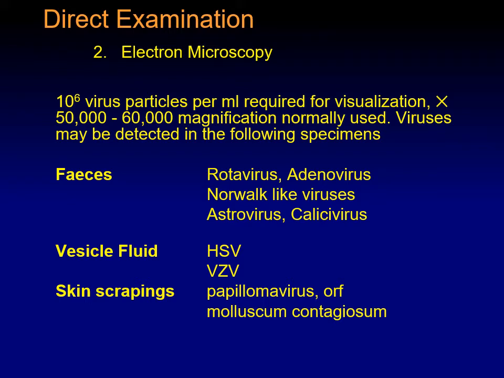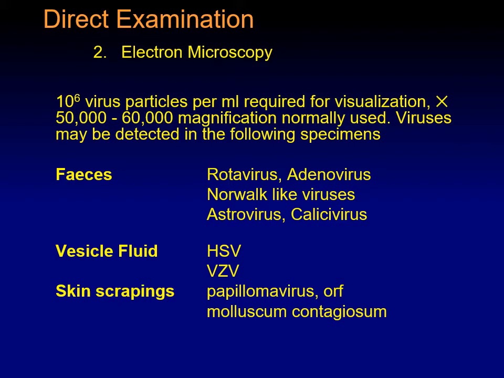For that purpose, electron microscopes really are very good instruments to detect virus particles. However, we require something like 10 to the 6 virus particles per ml to be able to visualize these virus particles. Usually the magnification is quite high, something like 50,000 times the normal size, meaning that if we have 1,000 times magnification in the light microscope, here we can magnify it up to 50 times more.